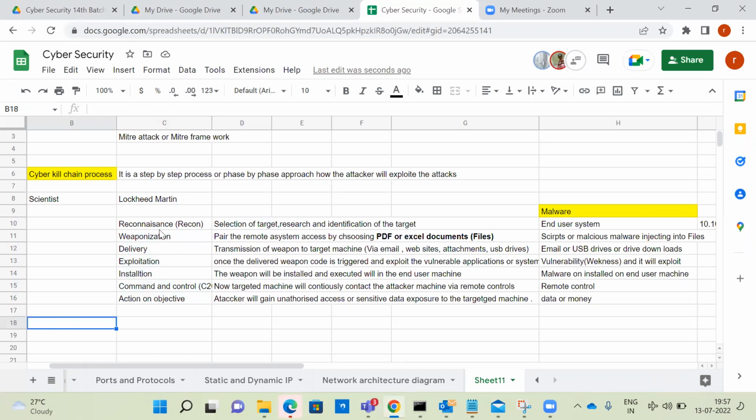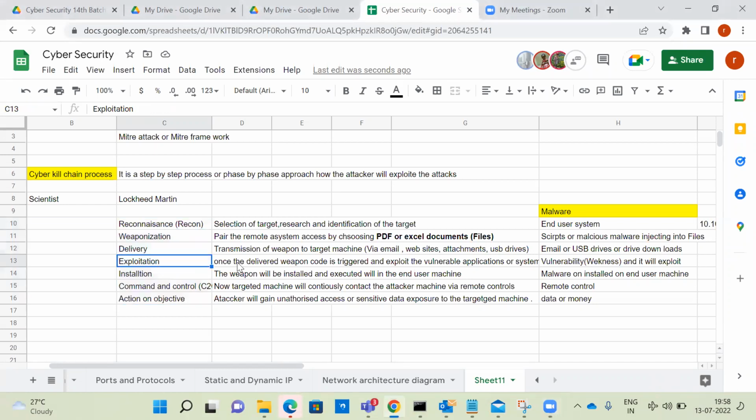Did you see any phase here called persistence? Is there any persistence tactic? No, right? You are right. Persistence is not there, but even so they will ask, what is persistence in the cyber kill chain process? First of all, persistence is not available, so how can we explain it? Normally persistence will come in between exploitation and installation.